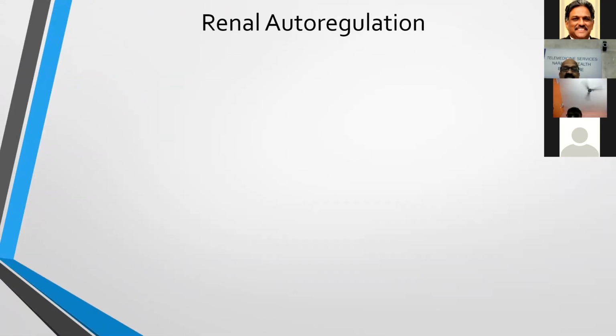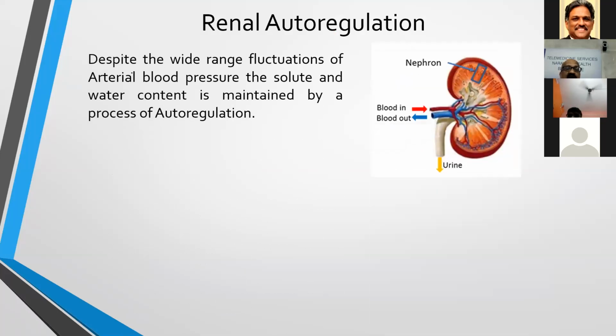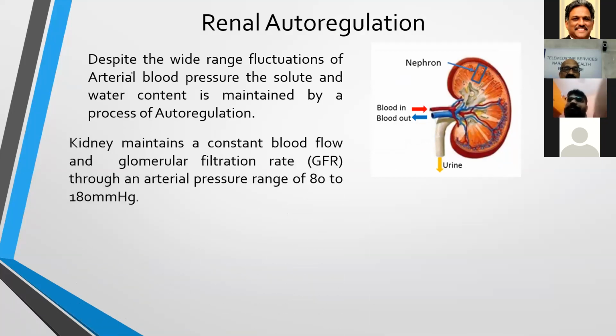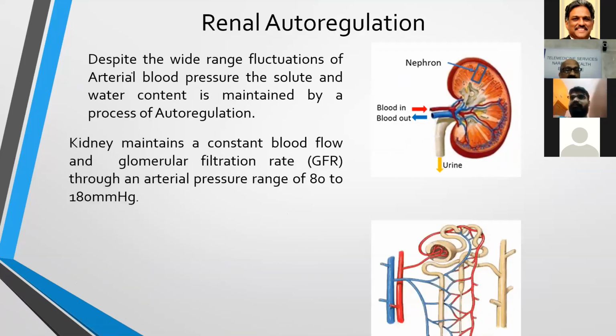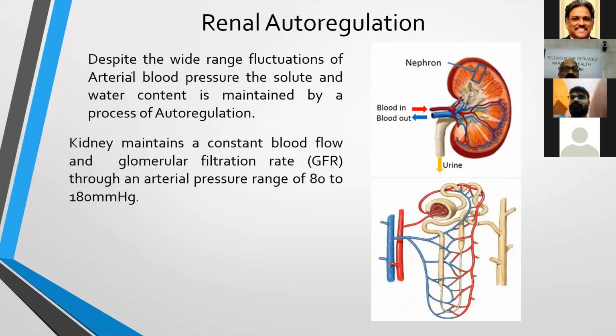The other important thing we need to know about kidney function is renal autoregulation. What is autoregulation? Autoregulation is the intrinsic function of the kidney which keeps the blood flow constant within a particular range. If the mean arterial pressure varies from 80 millimeters of mercury to 180 millimeters of mercury, the blood flow to the kidney is maintained constant by a process called autoregulation.